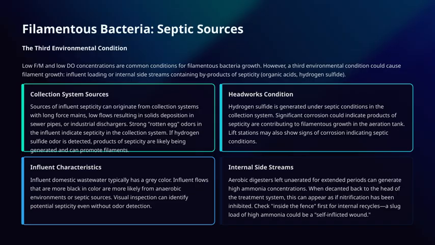Next, let's consider influent characteristics. Usually, domestic wastewater appears gray in color. But if you notice the influent is darker, more blackish, that suggests it might be coming from more anaerobic or septic sources. Sometimes, just a visual inspection can help identify potential septicity, even if you don't detect any odors.